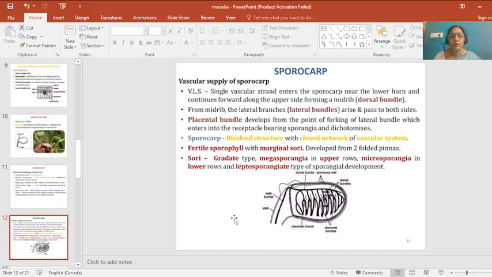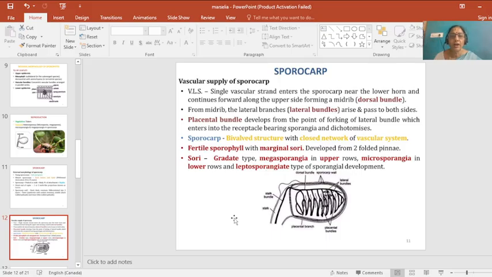If you see the vascular supply of the sporocarp, it has a dorsal bundle which enters the sporocarp near the lower horn and continues forward along the upper side, forming the midrib, which is known as the dorsal bundle. From the midrib, the lateral branches arise, which are called the lateral bundles, which pass on to both sides of the sporocarp, and then the placental bundles develop from the point of forking of the lateral bundle, which enter into the receptacle bearing the sporangia and dichotomize.